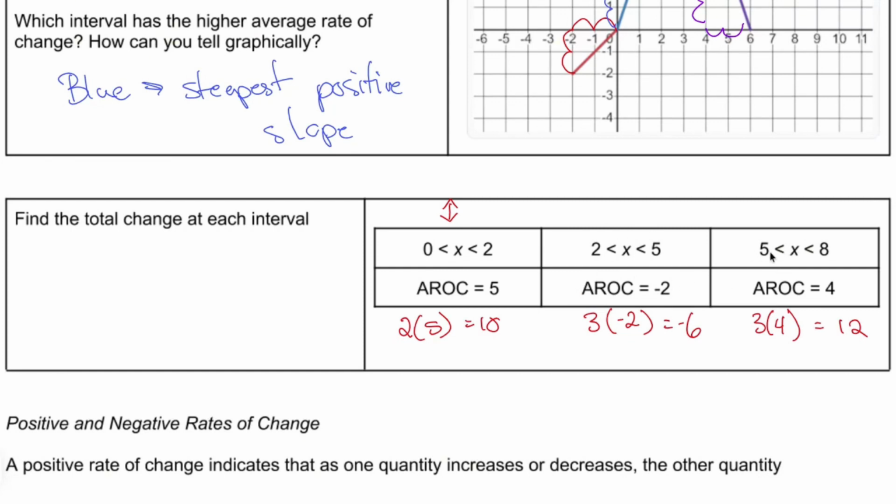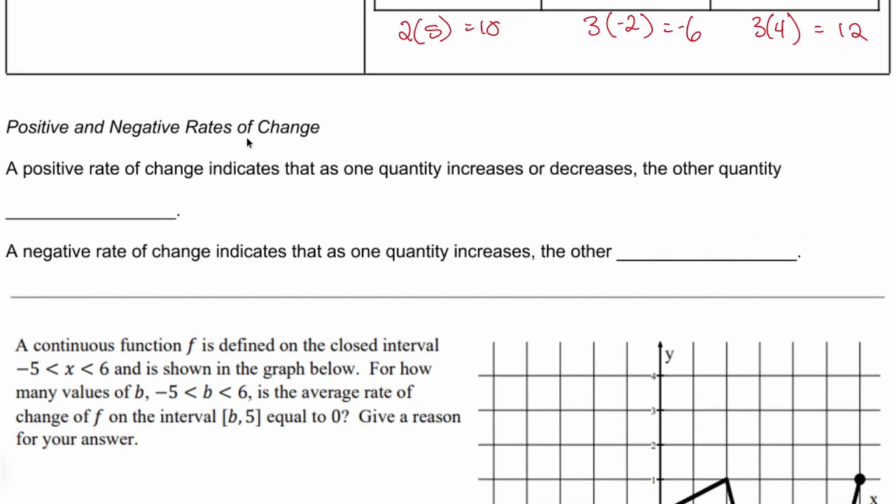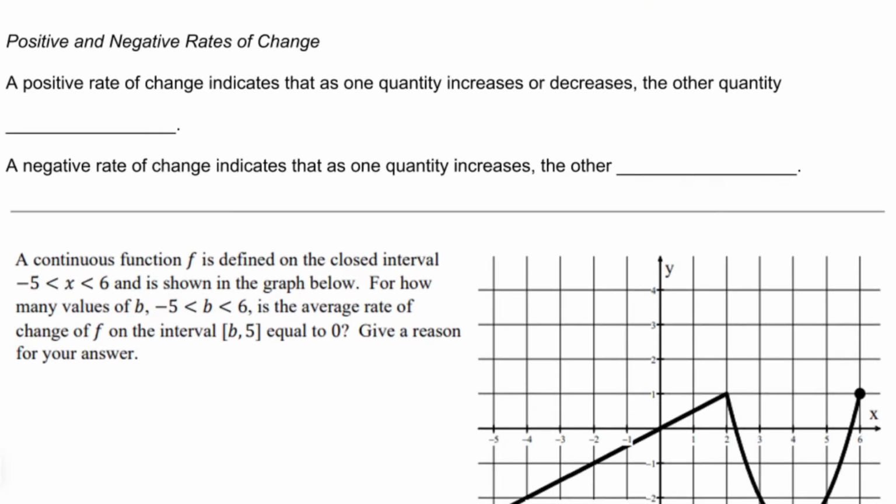And this has me going, since it's 4, up 4 over 1, up 4 over 1, up 4 over 1, which means it changes up 4, up 4, up 4, a total of 12. So the largest total change is 12. The smallest total change is negative 6. You might see a problem similar to that on a homework if your teacher gives you AP Classroom homework. All right, positive and negative rates of change.